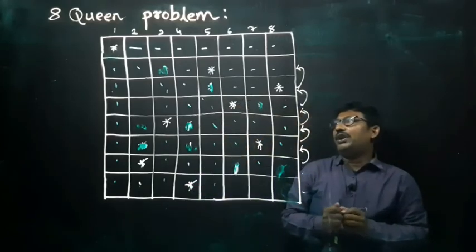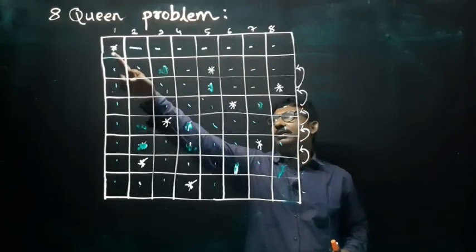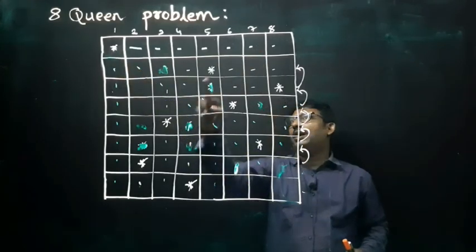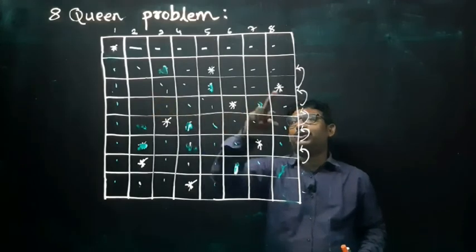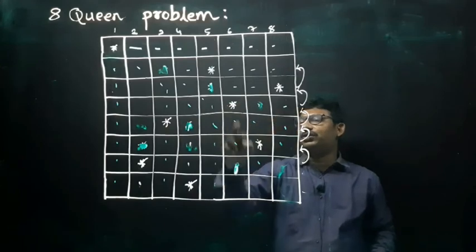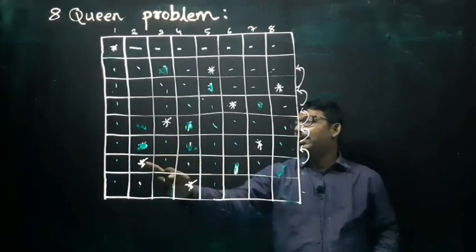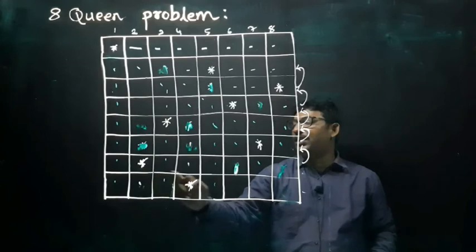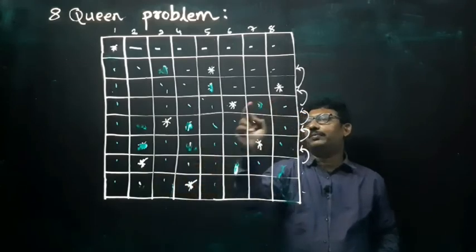So now you can check it's in a safe position. This queen is in a safe position. This queen is in a safe position. This queen is in a safe position. And this queen is in a safe position. And this queen is in a safe position. This queen is in a safe position. This queen is in a safe position. And this queen is also in a safe position.